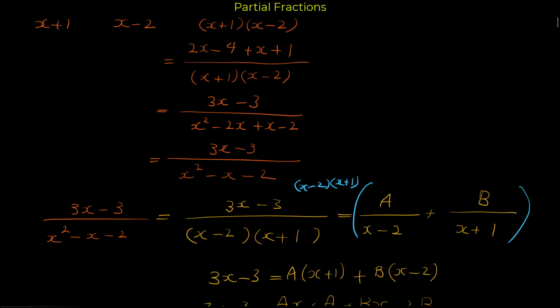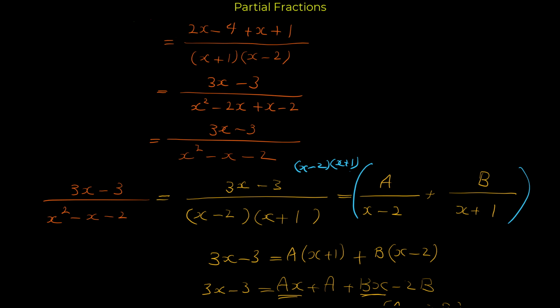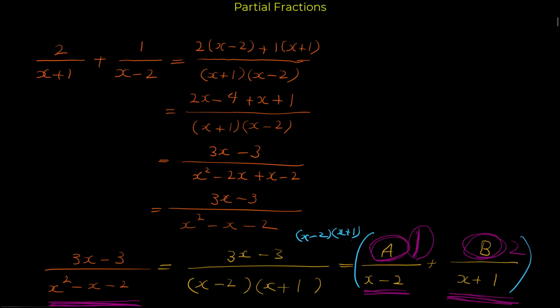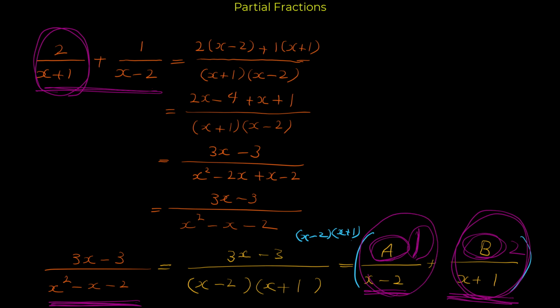Let's go back to here. a is 1 and b is 2. So basically this complicated fraction can be written as 1 over x minus 2 plus 2 over x plus 1. Exactly similar to what we had here: 2 over x plus 1 plus 1 over x minus 2.